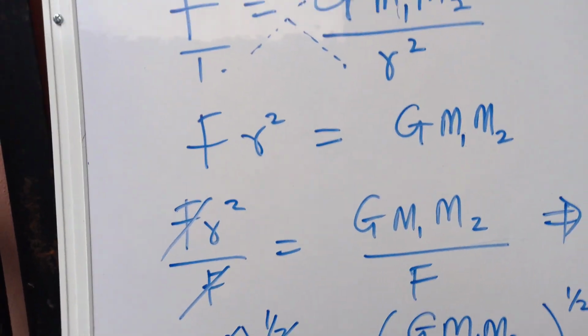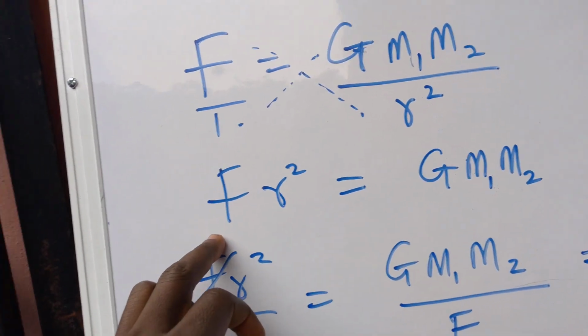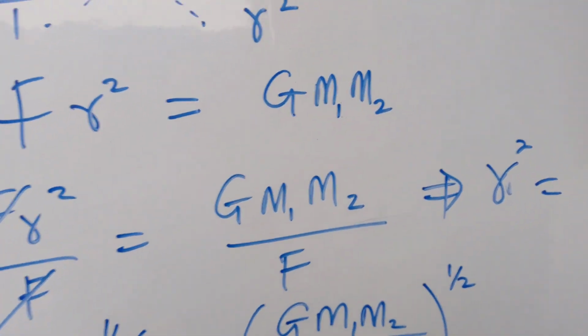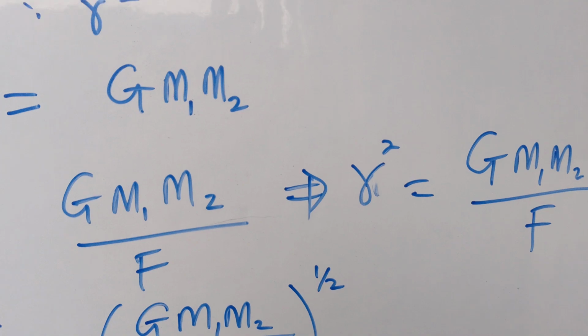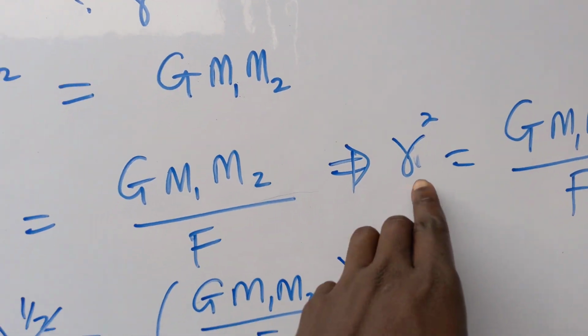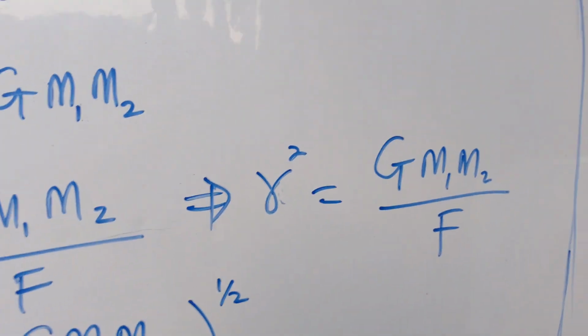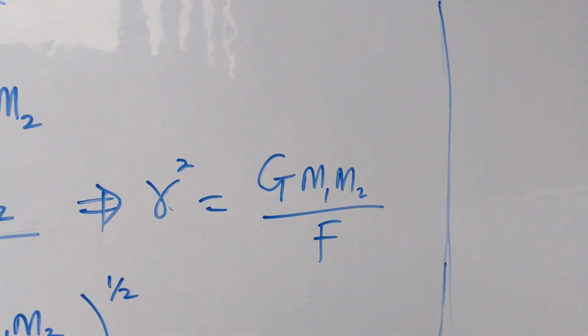Okay, so I divided both sides by the coefficient of r square. The coefficient of r square is F. I divide both sides by F, so this is F divided by F equals GM1M2 over F. Now it implies that r square will be equal to GM1M2 over F.